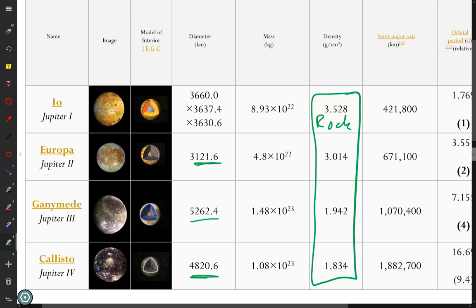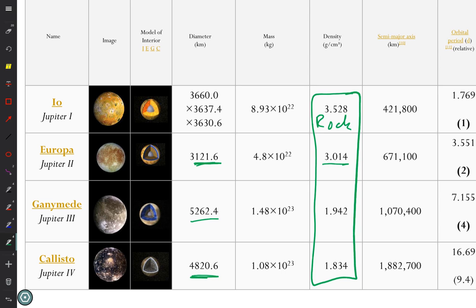Now we look at Europa. Europa's density is a little bit less than any of our rocky planets, definitely more than any of the gassy planets. It's more than Pluto. Pluto is somewhere around 2, which we interpret to say that Pluto is a mixture of ice and rock. And so we say here, it's probably also a mixture of ice and rock, but a lot more rock than Pluto has.